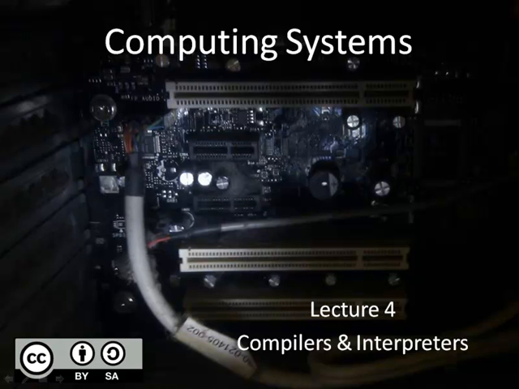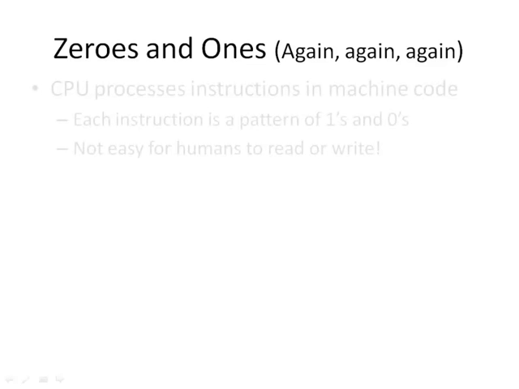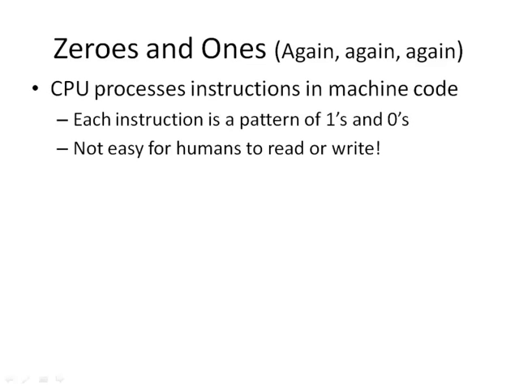In this lecture, we're going to look at compilers and interpreters. So going back a bit, back to zeros and ones, the CPU processes instructions in machine code, and the transistors, the key components that make up the CPU, only really understand on and off. So all of the instructions that the CPU processes are basically patterns of ones and zeros. These are obviously not going to be easy for humans to read or write.